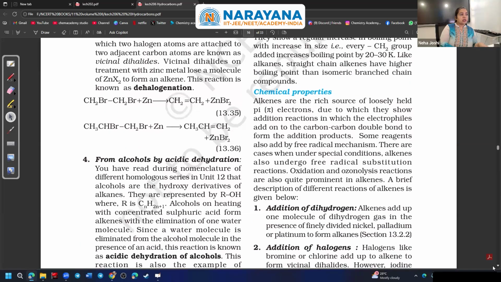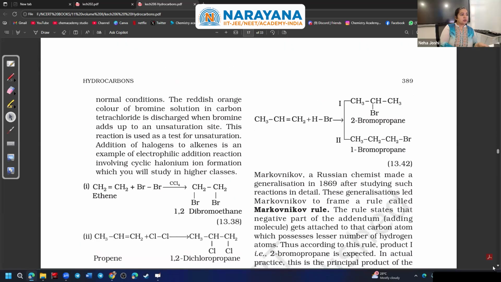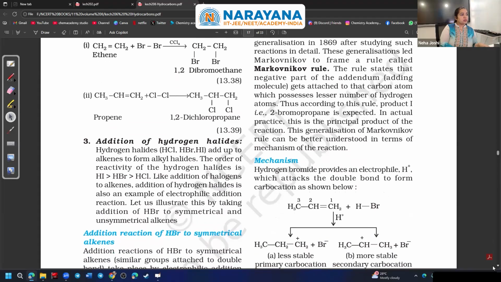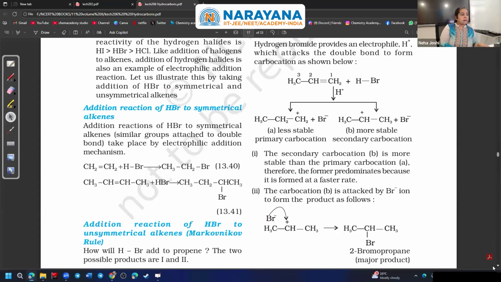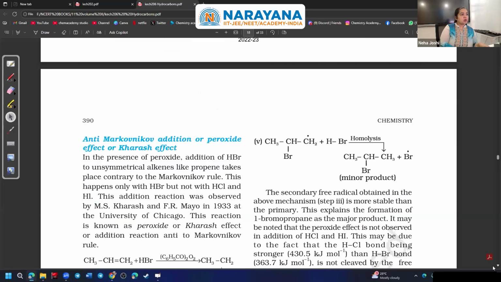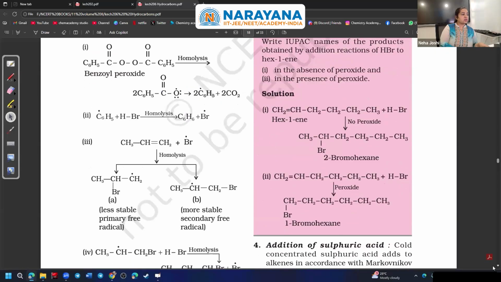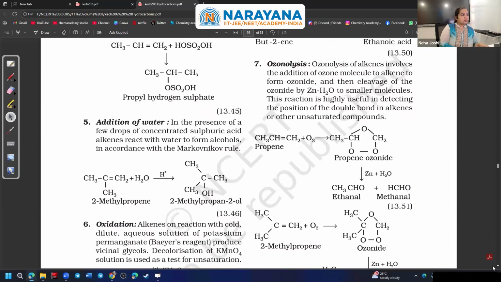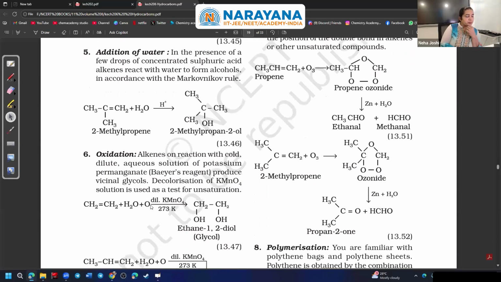Addition of dihydrogen, halogen, Markovnikov. These portions we have done. I'm looking for particularly oxidation, addition of sulfuric acid, addition of water, oxidation. This I want. Okay. What is their language?